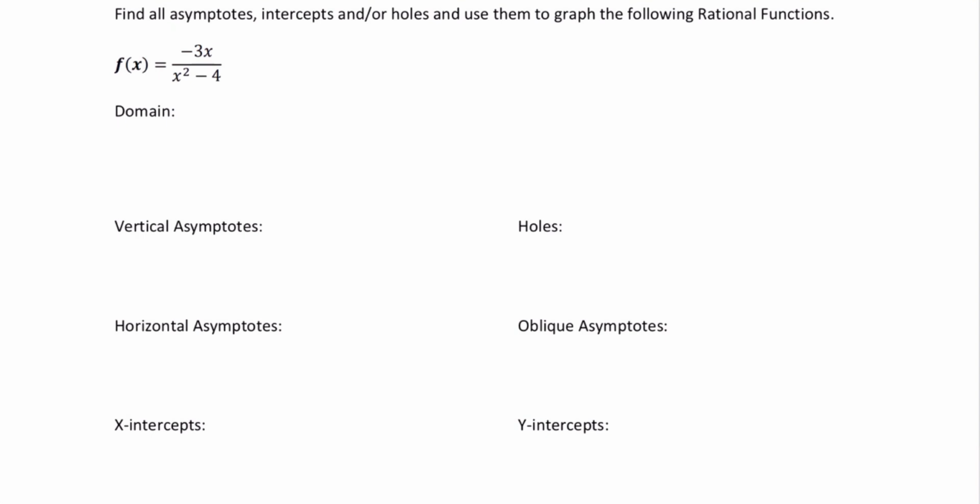Find all asymptotes, intercepts, and holes and use them to graph the following function. First, we'll start with domain. To find domain, we set the denominator equal to 0 and solve.